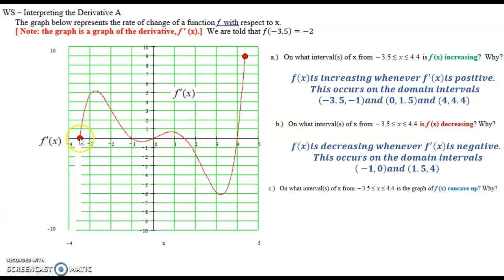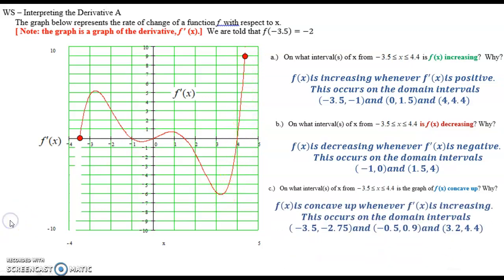So let's look, where's the derivative increasing? The derivative is increasing from negative 3.5 to about negative 2.8, and then from about negative 0.5 to about positive 0.9, and then again from about 3.2 to the endpoint. So we say f of x is concave up whenever f prime is increasing.